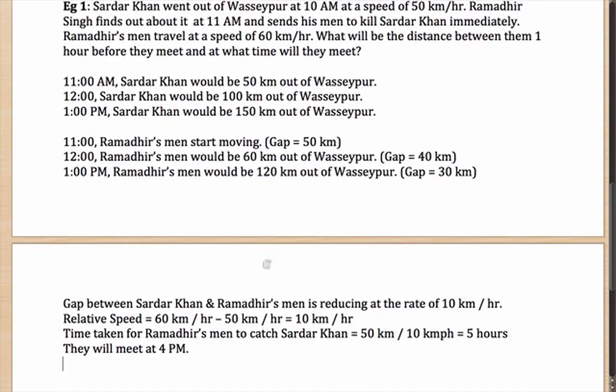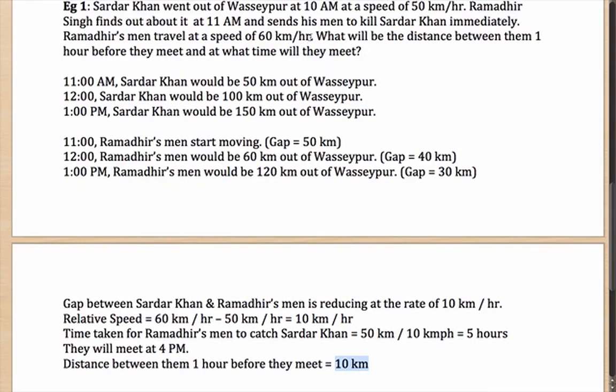Another part of the question was, what will be the distance between them 1 hour before they meet? Now, the distance between them 1 hour before they meet is going to be nothing else but the relative speed. See, the gap must have been 10 kilometers 1 hour before they meet. Only then Ramadhir's men would have been able to catch Sardar Khan. So that is the idea of relative speed.